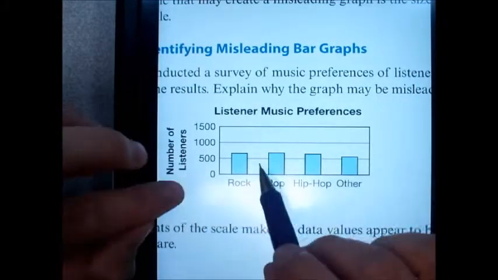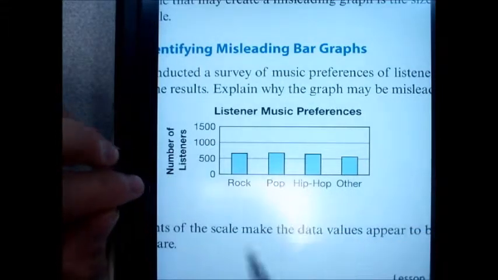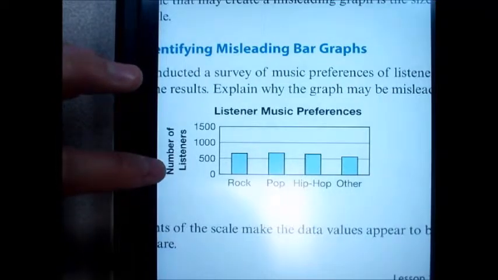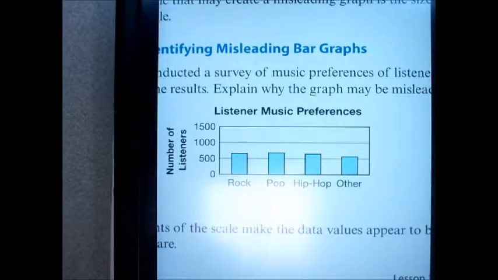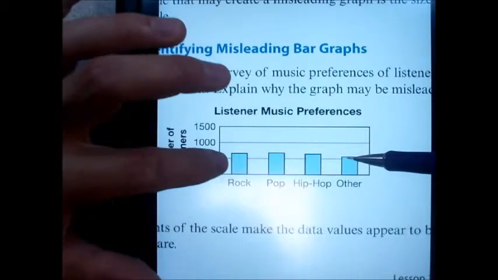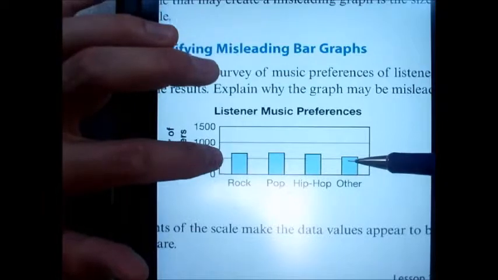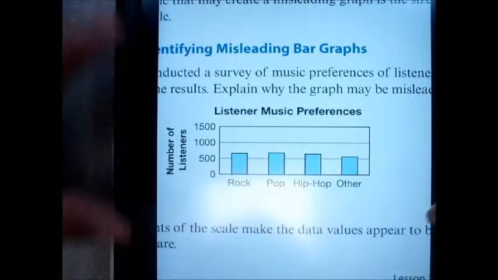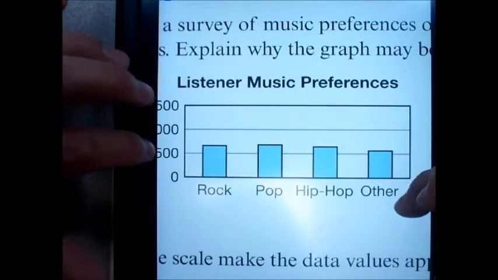to 1,000, you can't really tell the difference between rock and pop, if there is a difference at all. And then furthermore, over here to hip-hop, it's just barely below, but we don't know if that's 10, 20, 30, 40 people. And then other looks like it could be way farther down. We don't know if that's 100, the difference between rock and other. We don't know if that's 100 or if it's just 85. Okay? So it's misleading because the increments are so large.